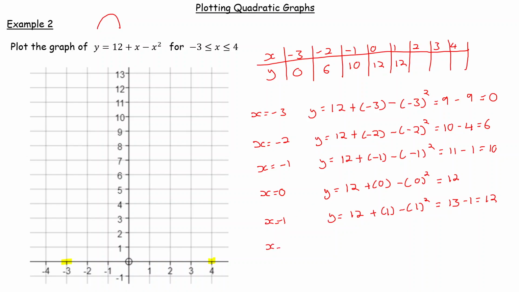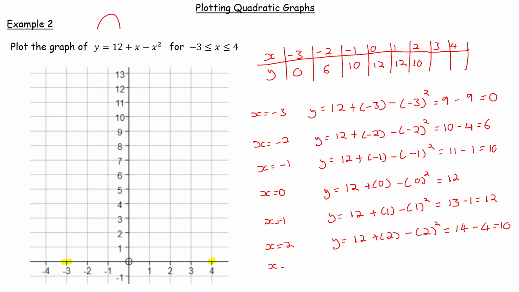I keep going. X is equal to 2. Put it into my equation, same as before. So y is equal to 12 plus x. X is 2. Take away x squared. So take away 2 squared. So 12 with 2 is 14. 2 squared is 4. And I'm taking away that 4. So 14 take away 4 is equal to 10. There we go.